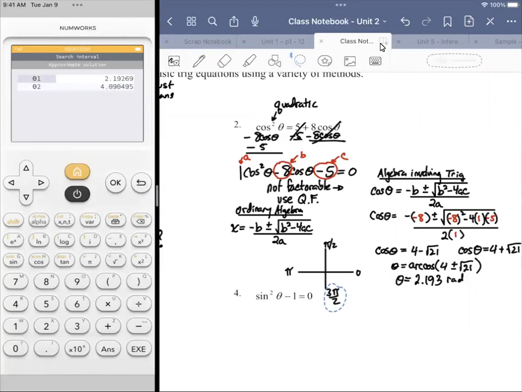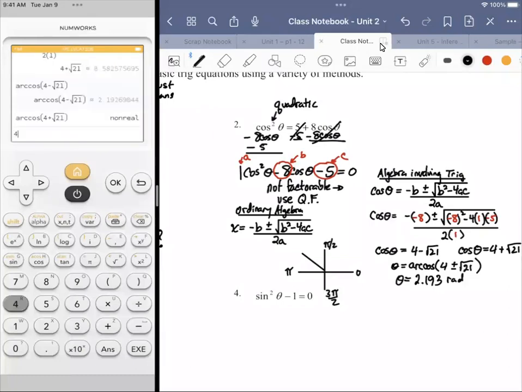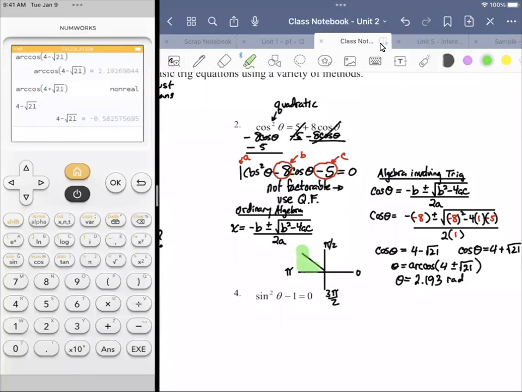Let me just clean this. 2.193. I'm not sure where it would fall, but it's going to be in this quadrant somewhere. All right. Now the number for the 4 minus rad 21, that number is a negative number. So what we're saying is that we want answers that are in the quadrants where cosine is negative. All right. So that would be the second and the third quadrant. That's where cosine is negative.